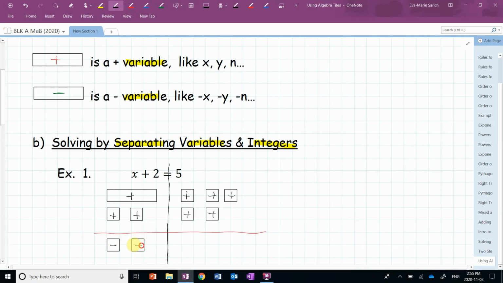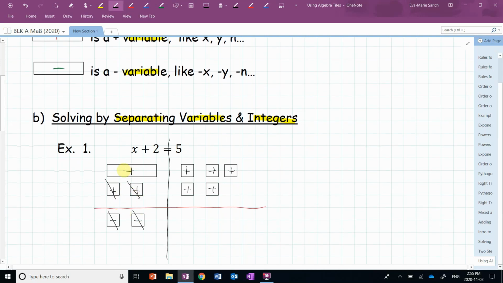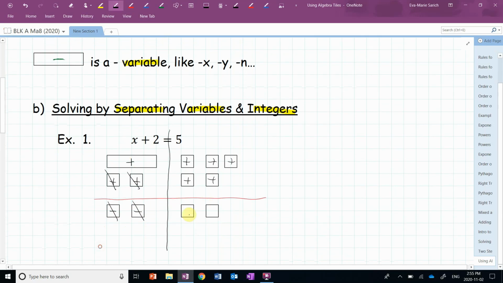I'm going to put negatives in those, and remember, a positive and a negative become a zero. So what I've done is I've actually gotten rid of the two integers that were next to our variable. Just like in solving any equation, if we have two negatives that have been added to the left side, we have to do the same thing here. So I'm going to add two negatives to here.